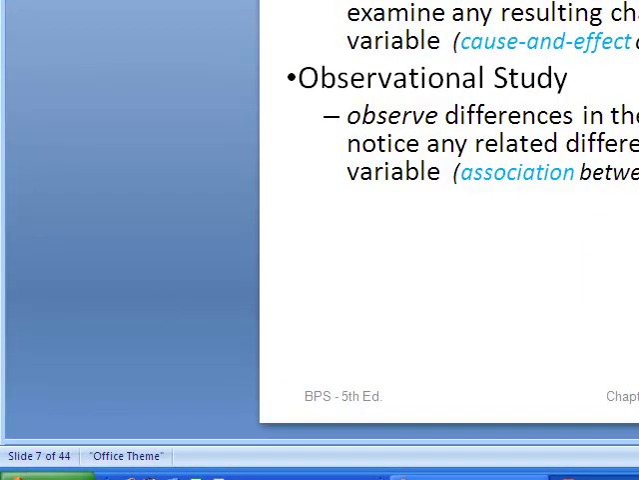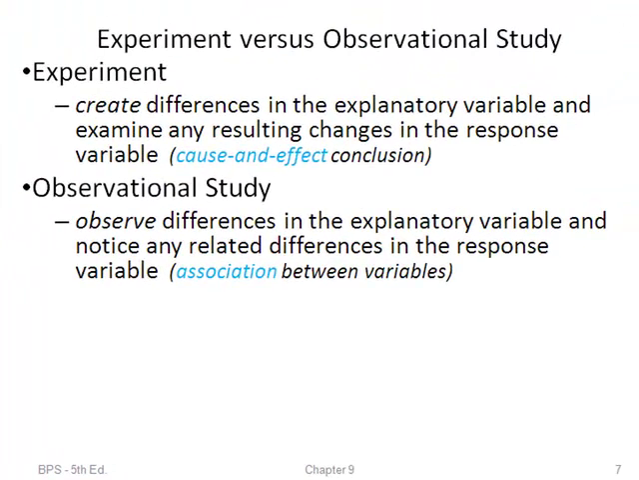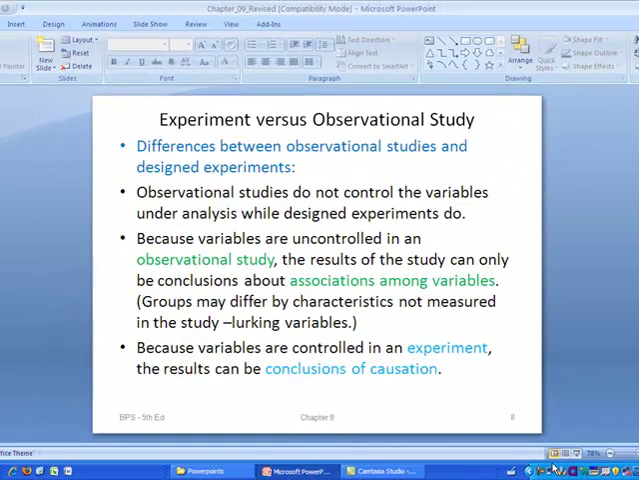In an experiment, we create differences in the explanatory variable and explain any resulting changes in the response variable. So there we have the cause and effect. Now with the observational, we talk about associations between the variables. So we observe the differences in the explanatory variable and notice any related differences in the response variable. Now, in an observational study, we do not control the variables under analysis, while in a designed experiment we do.